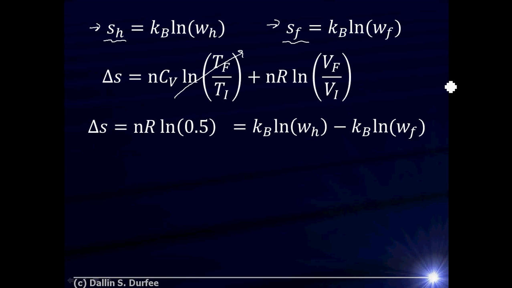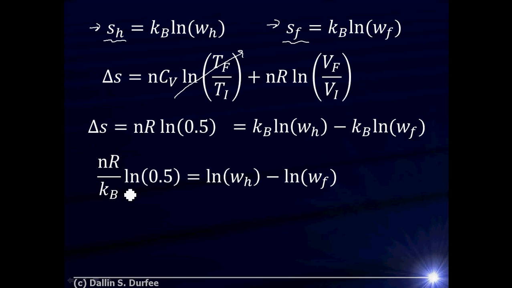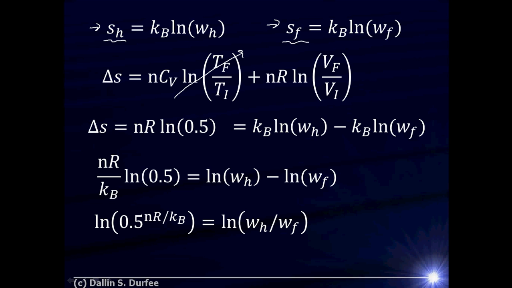So now I can use ideas of logarithms. First I'm going to take the K Boltzmann over to the other side just for kicks, all right? Now look, we've got one equation, two unknowns, but we don't really need to know both of them. We just need to know the ratio. And what happens when I subtract two logarithms? I can combine them into one logarithm, which is just the ratio. So I can rewrite this side as just the natural log of WH over WF. That is the probability right there. That's the thing I'm looking for.